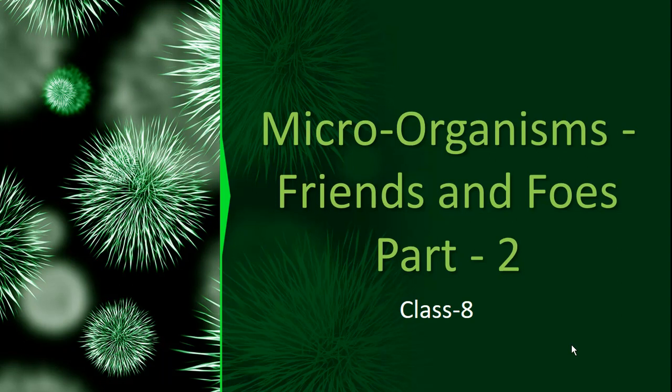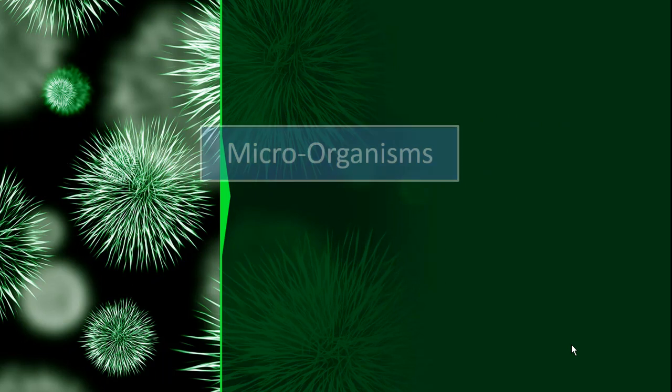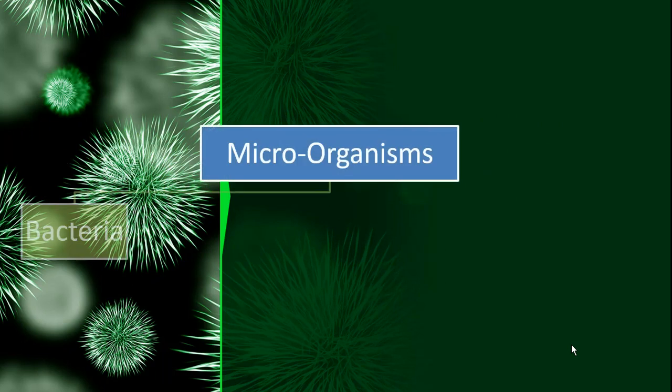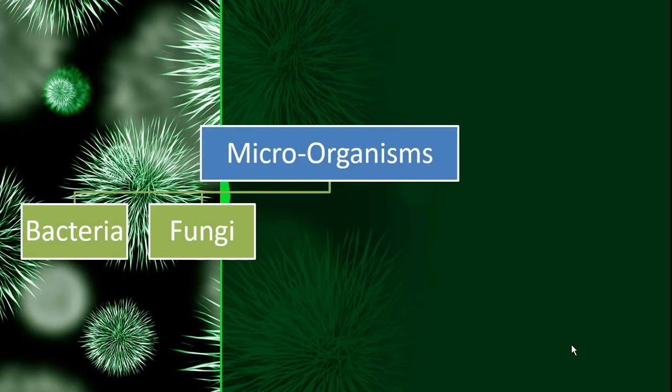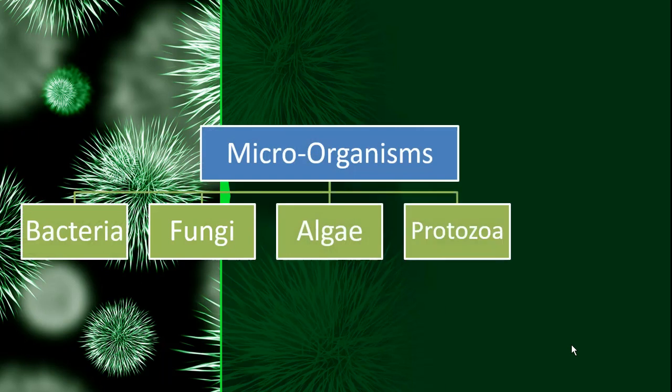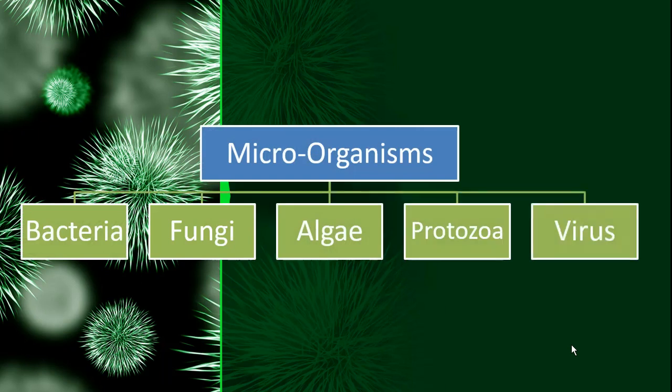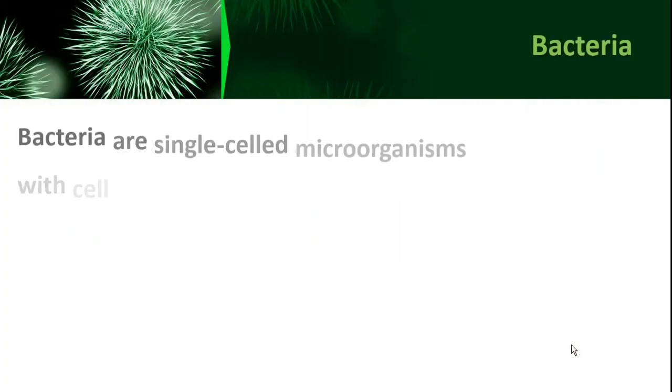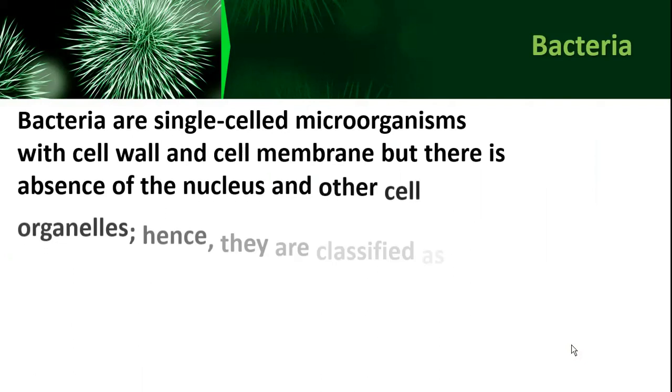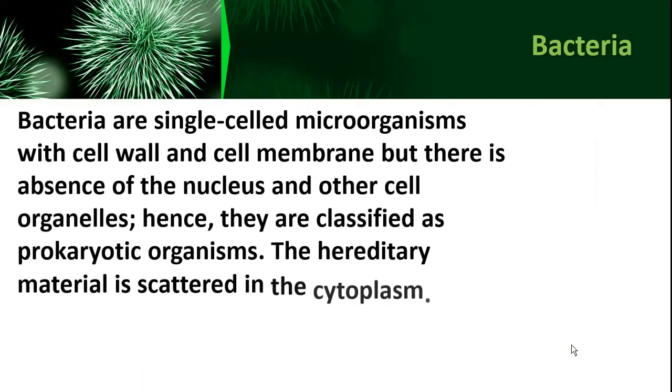In this video, we are going to discuss different types of microorganisms in detail. There are mainly 5 types of microorganisms: bacteria, fungi, algae, protozoa and virus. Let us first discuss bacteria. Bacteria are unicellular microorganisms. What is unicellular? That means they are made up of one cell.